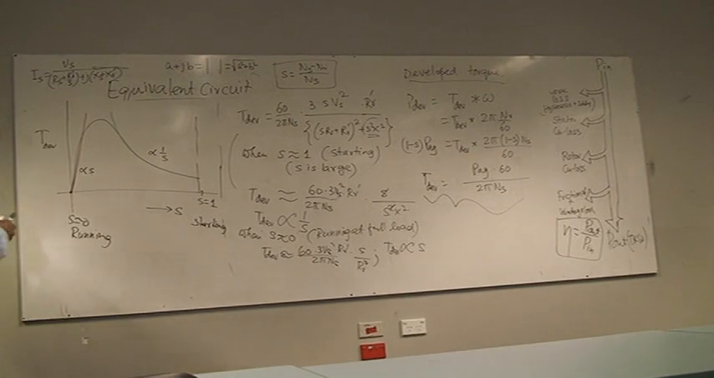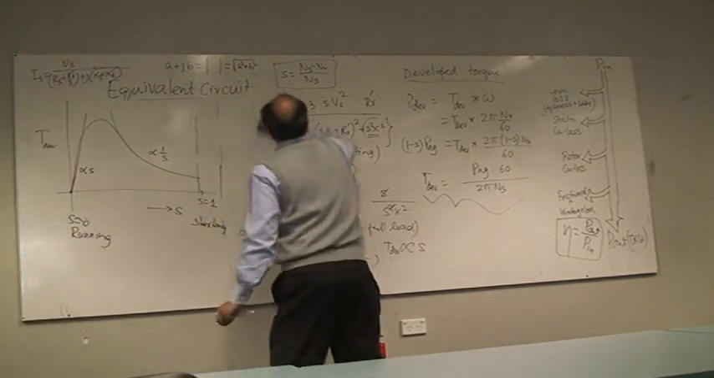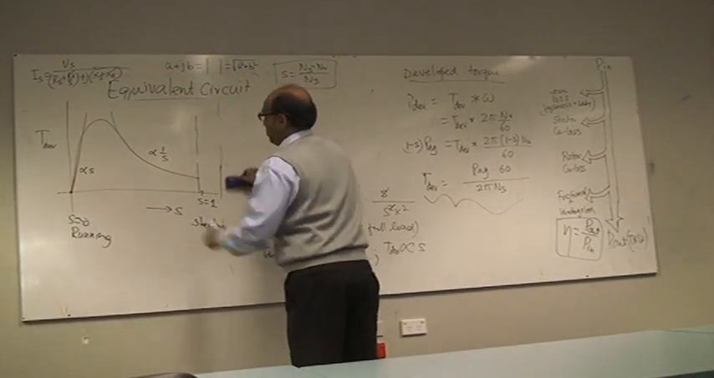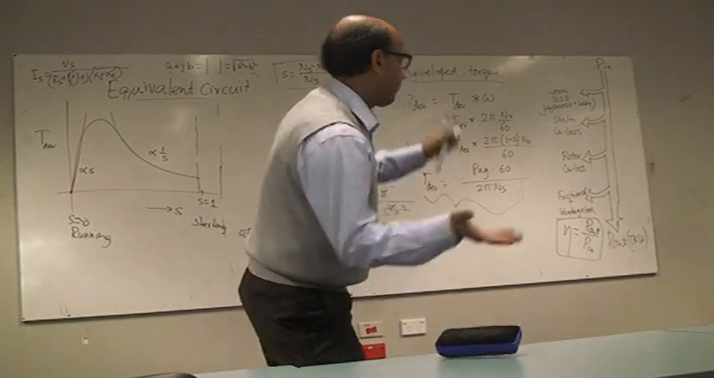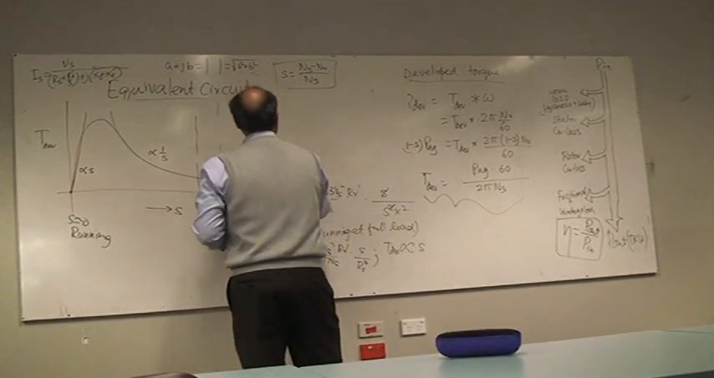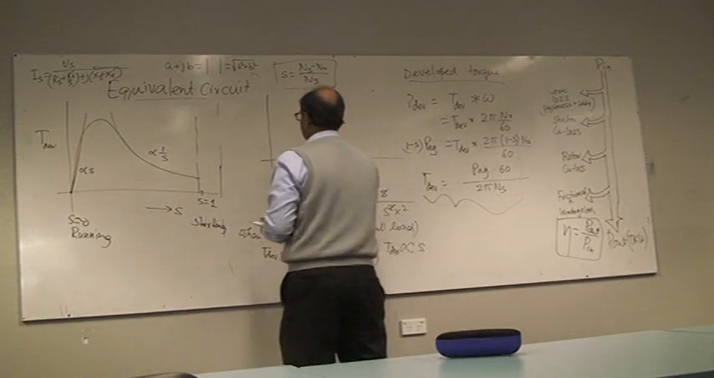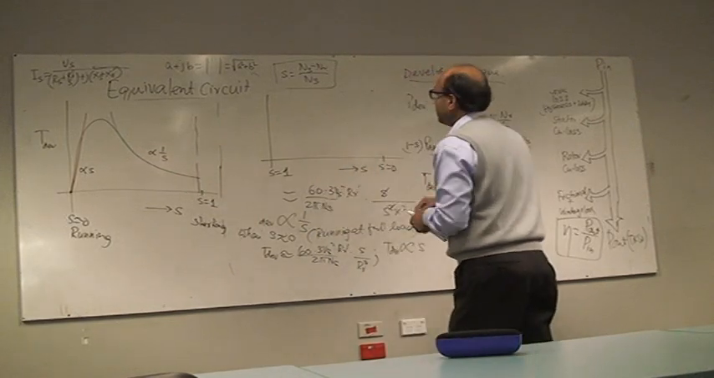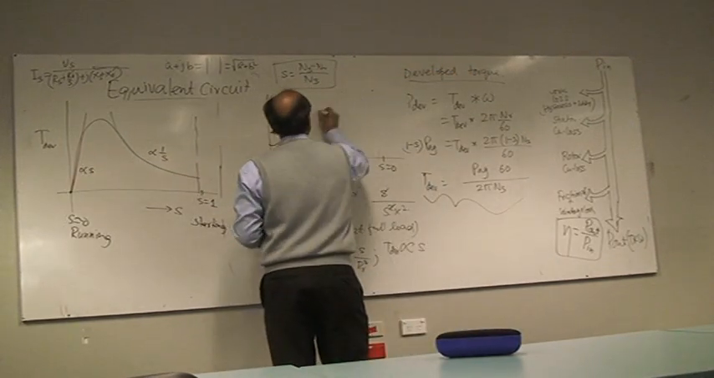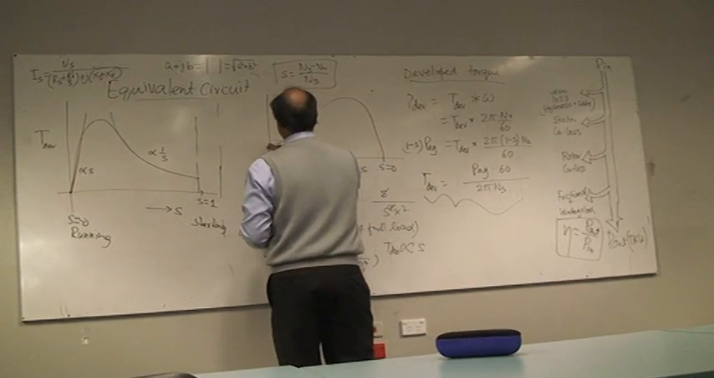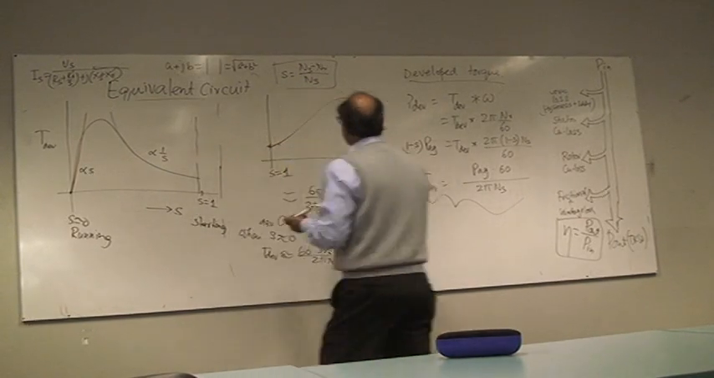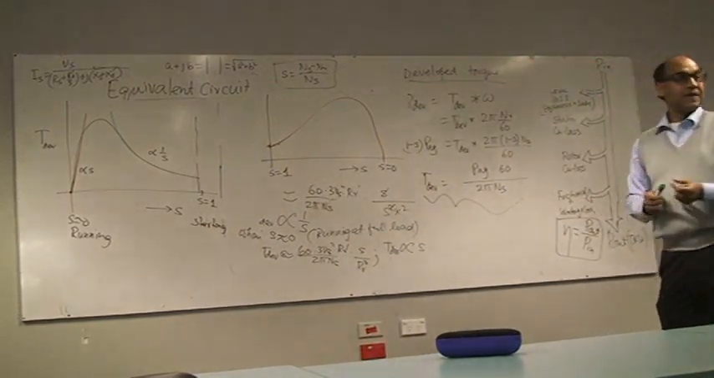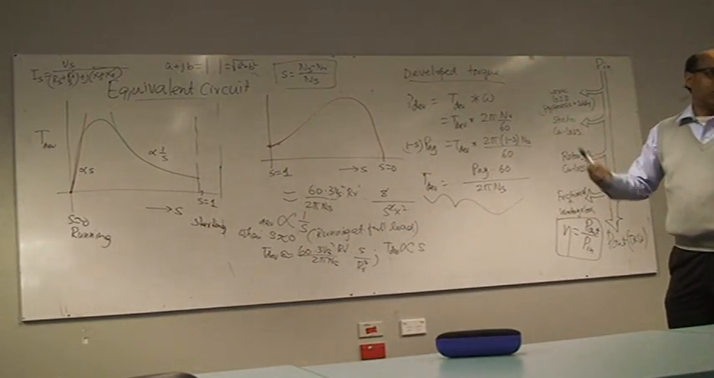So in real life, what will happen? You have the characteristics the other way around. If you draw that characteristics by flipping to the other side, so S is equal to 1 here and S is equal to 0 here, your characteristics will be like this. And that's like a scaled version of torque for a motor.